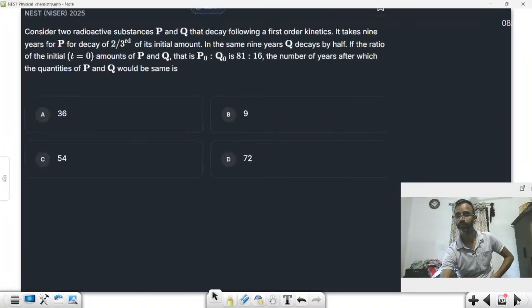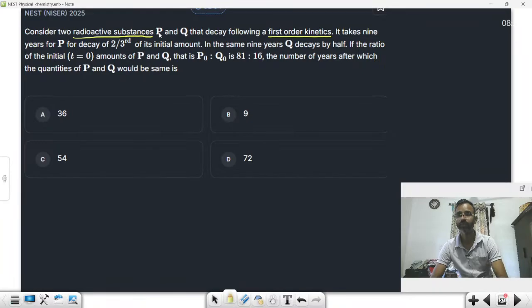ओके तो 2025 में ये नेक्स्ट में क्वेश्चन आया हुआ है. Consider two radioactive substances P and Q that decay following a first order kinetics. Even if it is not written that it follows first order kinetics, whenever radioactive decay takes place or any nuclear reaction takes place, that follows first order kinetics.